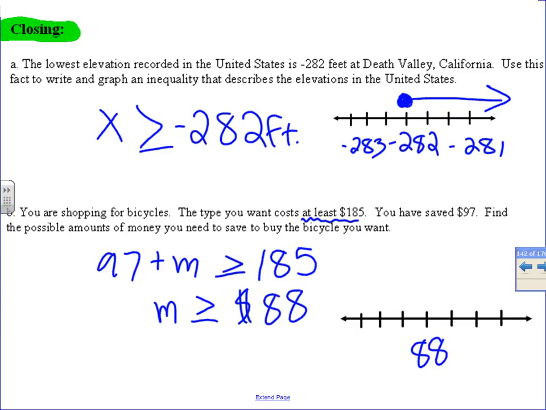Not less than. Did you listen to what we said about that? It's at least. At least means that's the smallest amount it can be. So you need to save up at least $185. At least means greater than or equal to. That's the least amount of money you need to have. Greater than or equal to. Okay? Right. You need to save at least $88 to get the bike you want. At least means greater than or equal to.